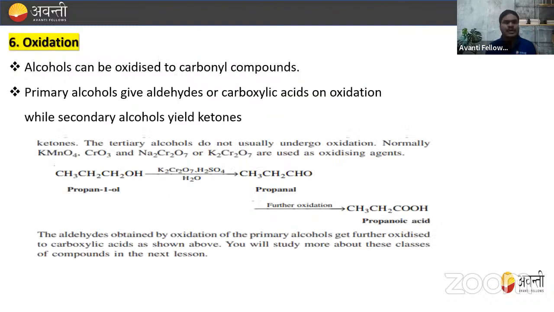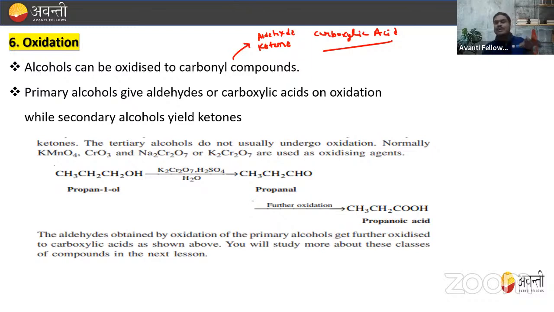Now, the next thing is oxidation. Alcohol can be oxidized to carbonyl compound. Here, carbonyl compound means it may be aldehyde, it may be ketone, or it may be carboxylic acid also. So we can easily convert alcohol into carbonyl compounds like aldehyde, ketone and carboxylic acid.